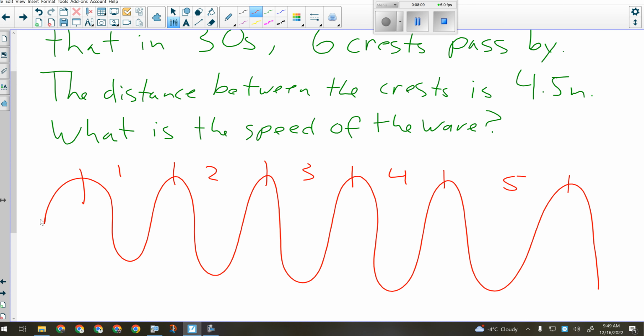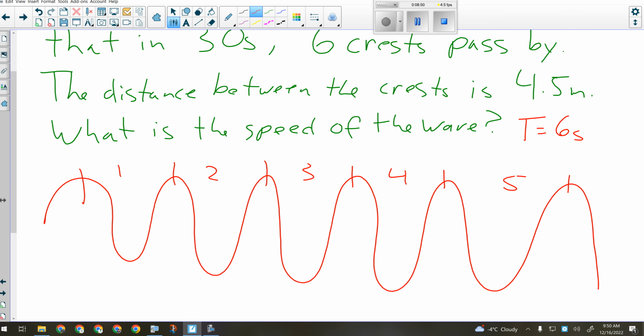Anytime a question tells you this many crests or this many troughs go by, the number of wavelengths is always 1 less than that number, because a wave has to be a full cycle in order to be considered 1 wavelength. Does everyone follow me on that? That's the trick with this question. In 30 seconds, 6 crests go by, which means 5 waves go by. So the period is going to be 30 over 5, which means the period is 6 seconds.